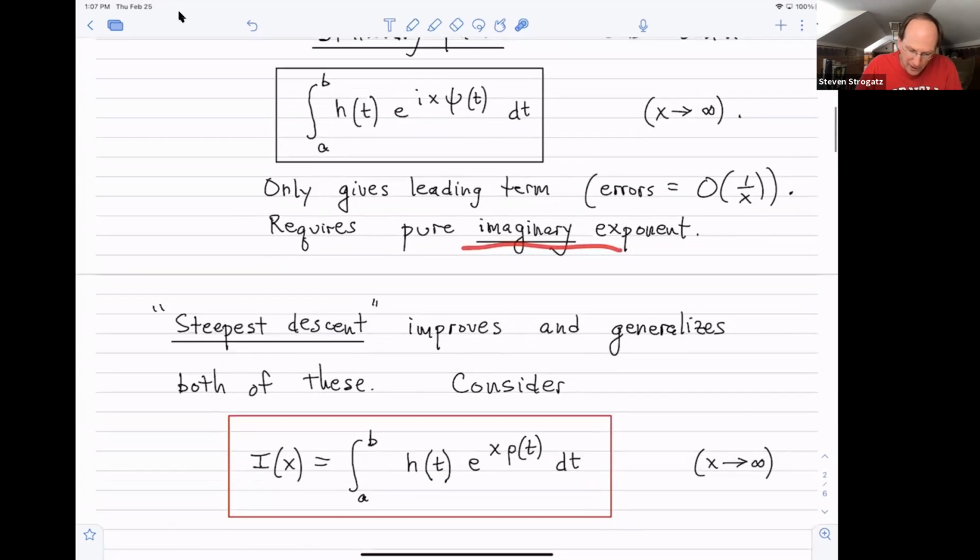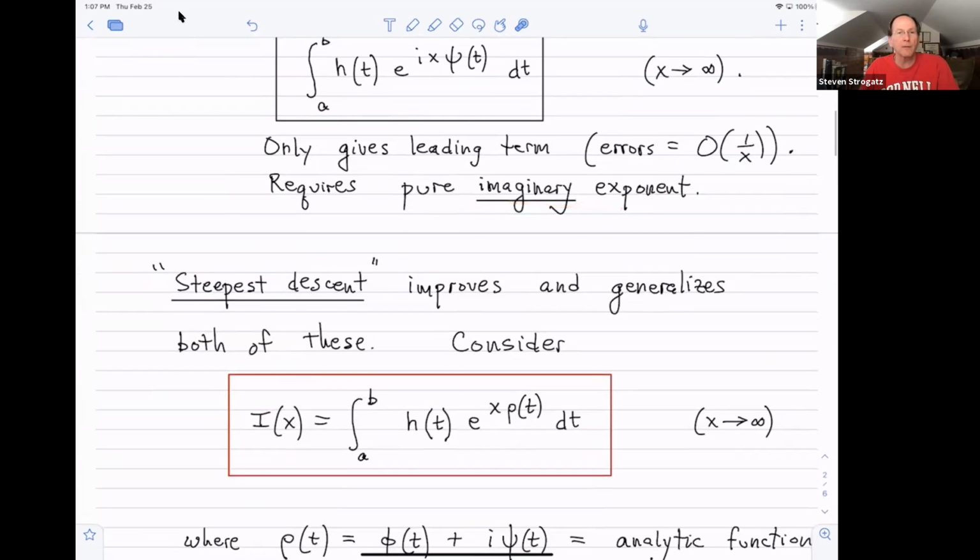Steepest descent improves and generalizes on both of those methods as follows. So now we're going to consider integrals of the type in the red box. For some reason, the book has switched to calling this modulation factor h of t rather than what we used to call it, f of t, but whatever. So there's some function here.